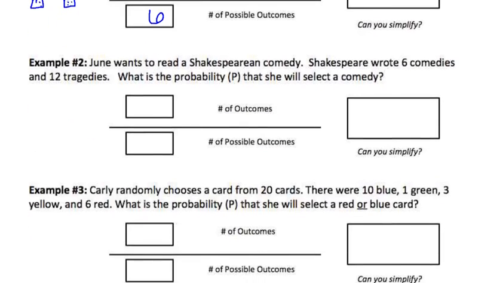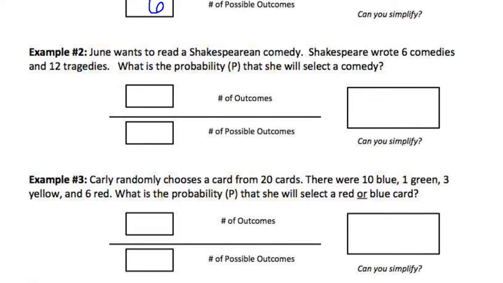If you look at example number 2, June wants to read a Shakespearean comedy. Shakespeare wrote 6 comedies and 12 tragedies. What is the probability, P, that she will select a comedy? So, I want the probability that she will select a comedy. How many comedies are there? There are 6 comedies. So 6 are the outcome that I want out of how many possible outcomes.